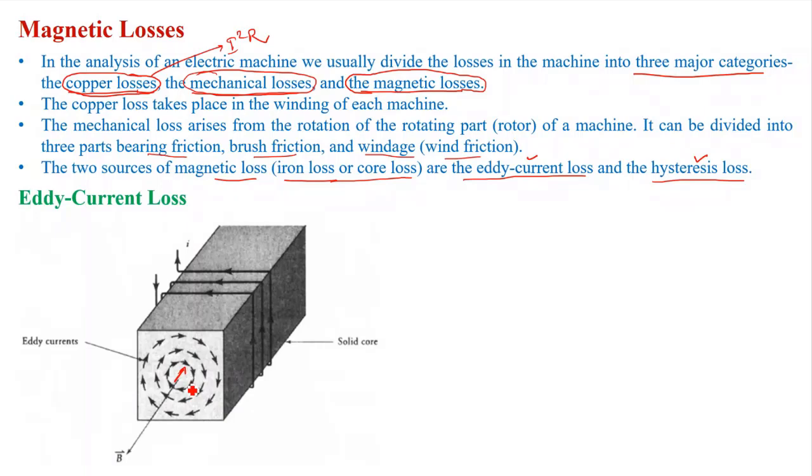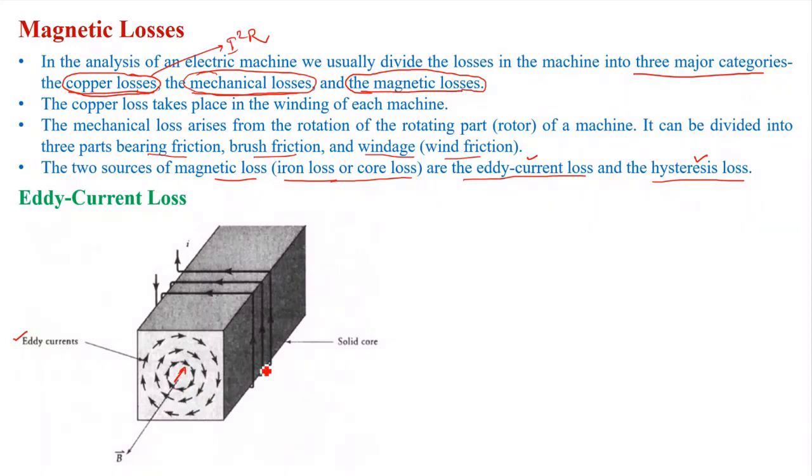This is known as eddy current. The name is given because we have seen eddy currents in water and wind, like a whirlpool. This kind of whirlpool is produced in wind and water, and a similar structure is produced here. Therefore the name eddy current is given.